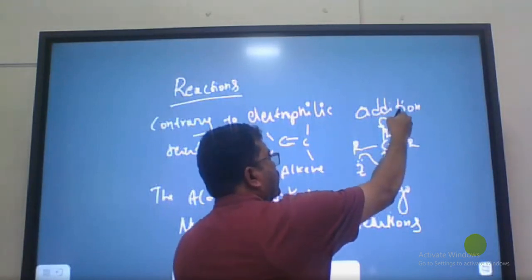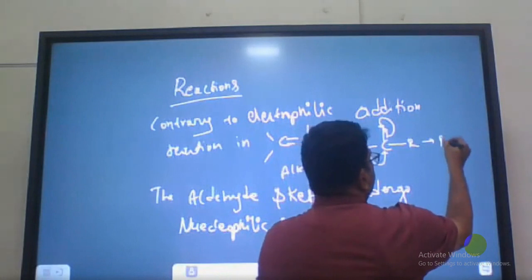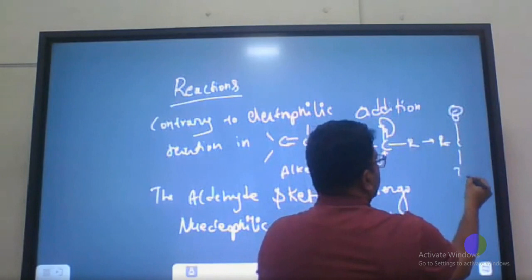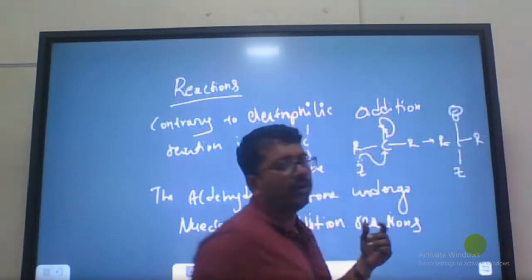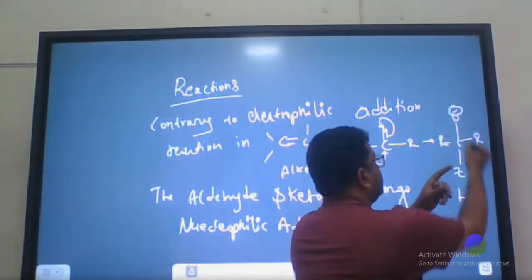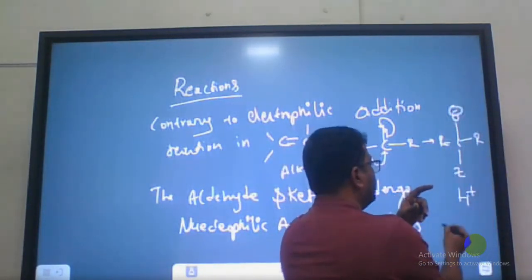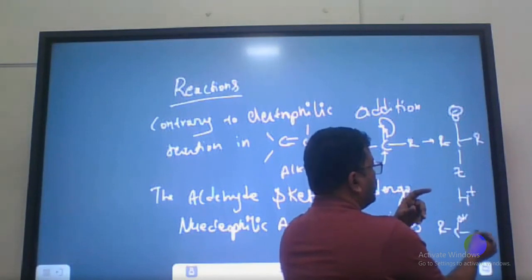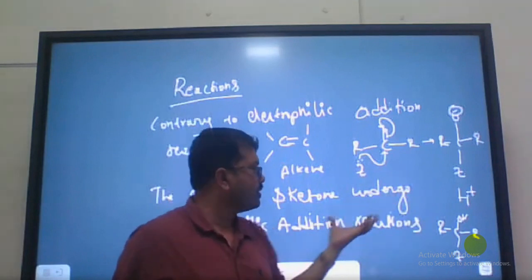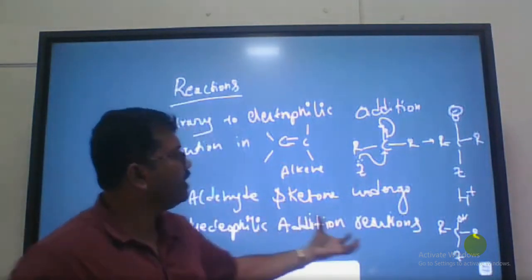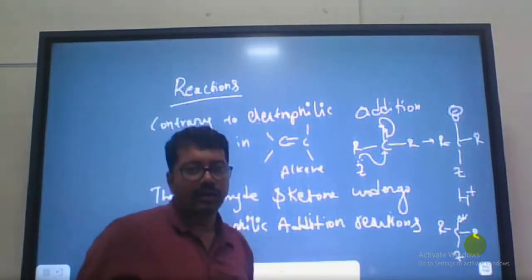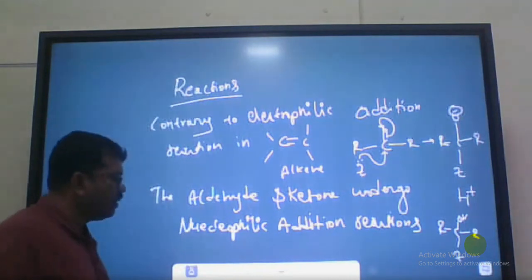The shared pair of the double bond goes here. There is this type of bond. This electron shift here and this R, in presence of H plus, then it takes this and it becomes alcohol. The carbonyl to alcohol. So this is addition reaction. For example, aldehyde and ketone undergo nucleophilic addition reaction, but not in the case of alkene.